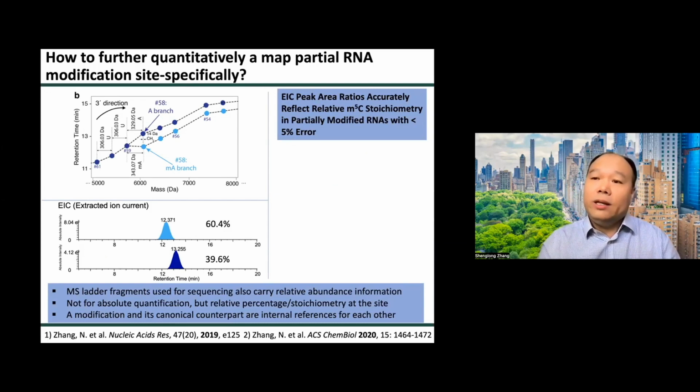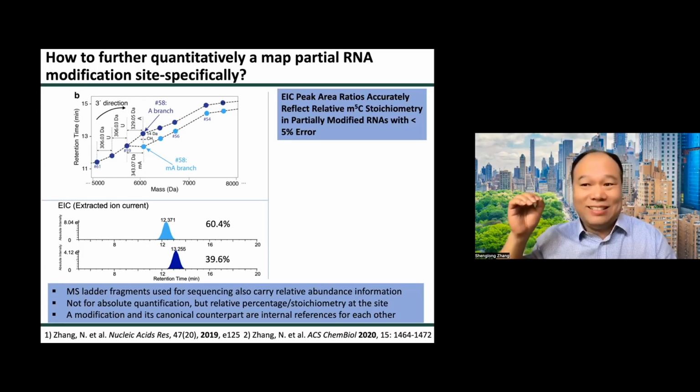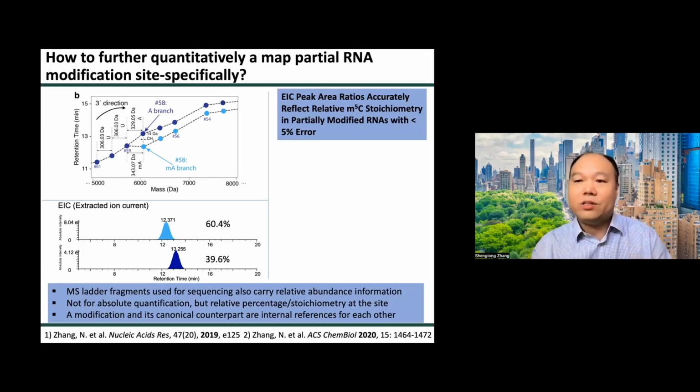This is also a very common practice for LC quantification. I have to say, this is not an absolute quantification. This is just the relative percentage of stoichiometry of modified versus unmodified at the same site, because they coexist and can be used as an internal reference for each other. We also further verified that this method is accurate.